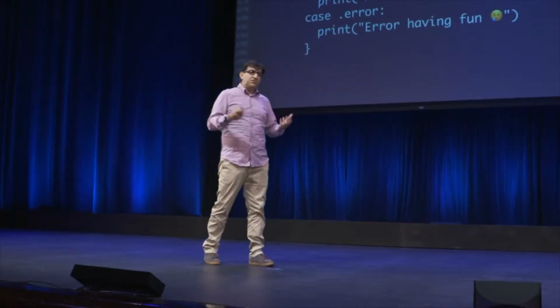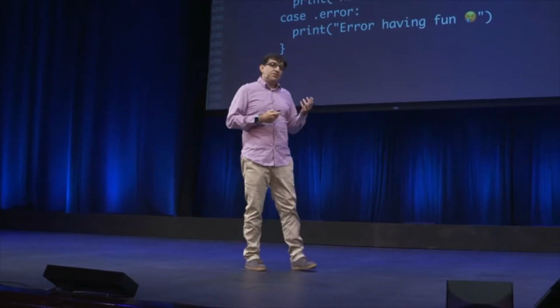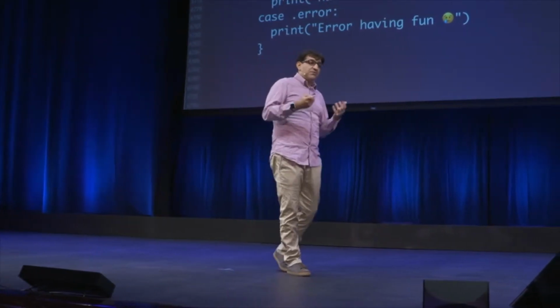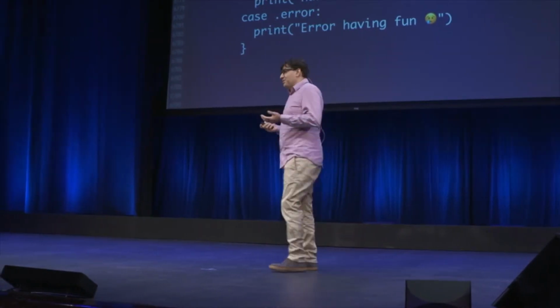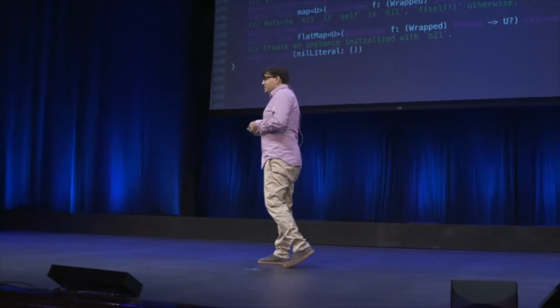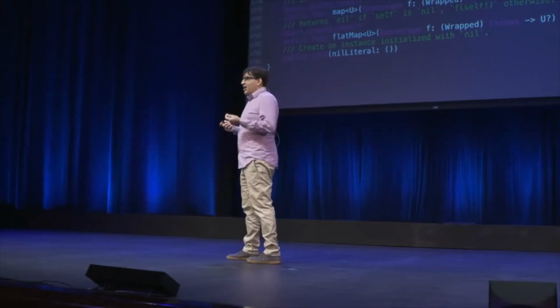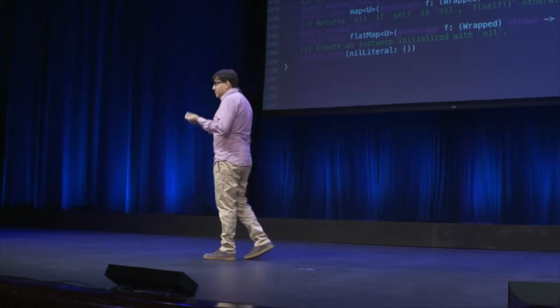And if you wanted to use the result type, you could simply do something like this. You have the result from the function, and you can do a switch case, and that's pretty simple. But we can do a lot more than this. So let's take a look at the optional type from the Swift standard library.